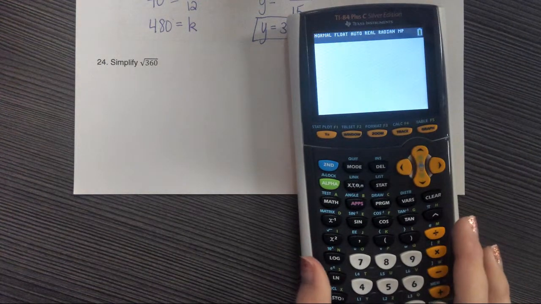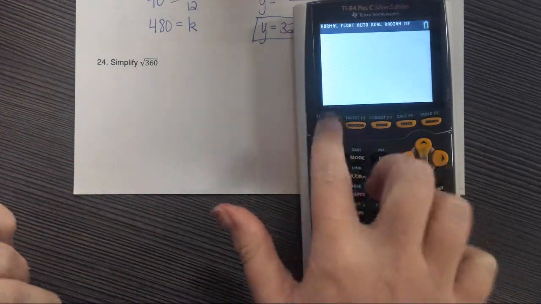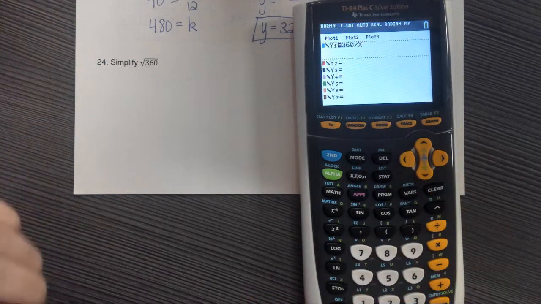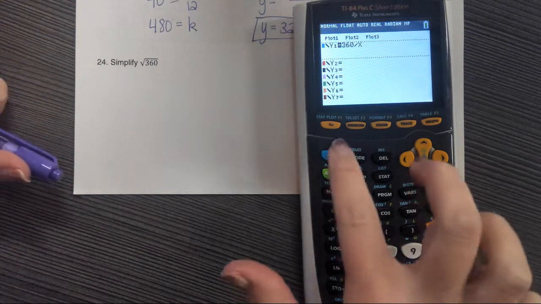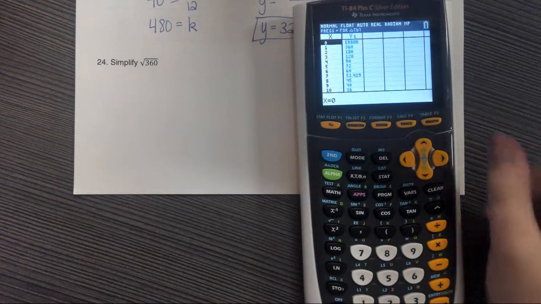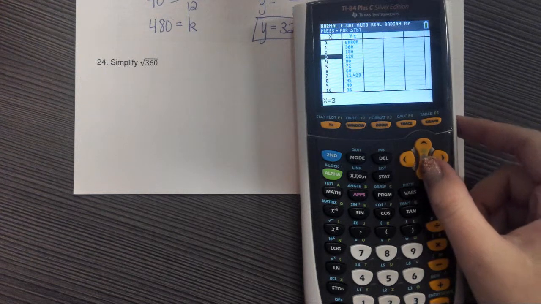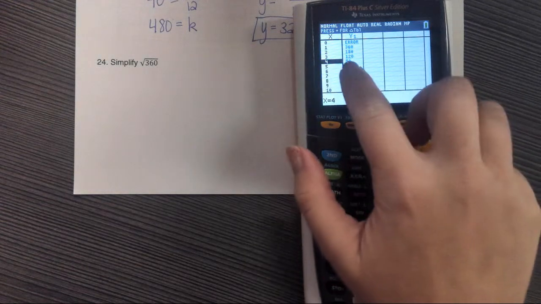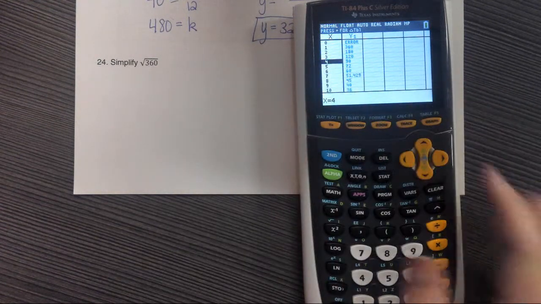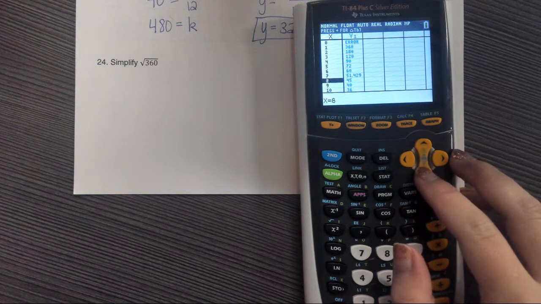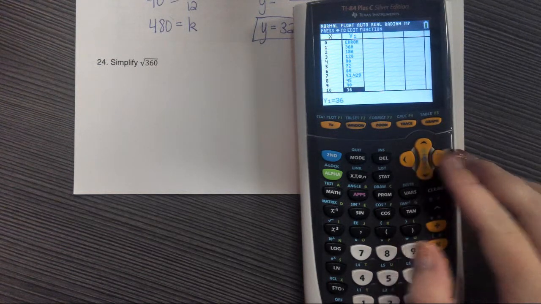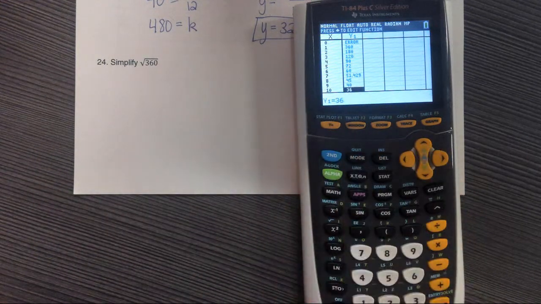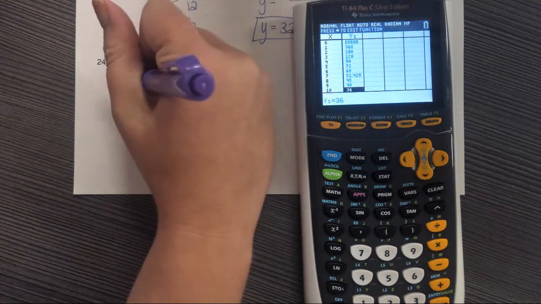A way that you guys can easily find factors, if you go to y equals and you type in 360 divided by x, and then you can go to your table, which is second graph, it will give you all the possible combinations of numbers that multiply to be 360. So I know that 4 and 90 work because 4 is a perfect square, but if you look down here, I can also see that 10 and 36 are factors of 360. You want to find your largest perfect square factor, which 36 is our largest perfect square factor.